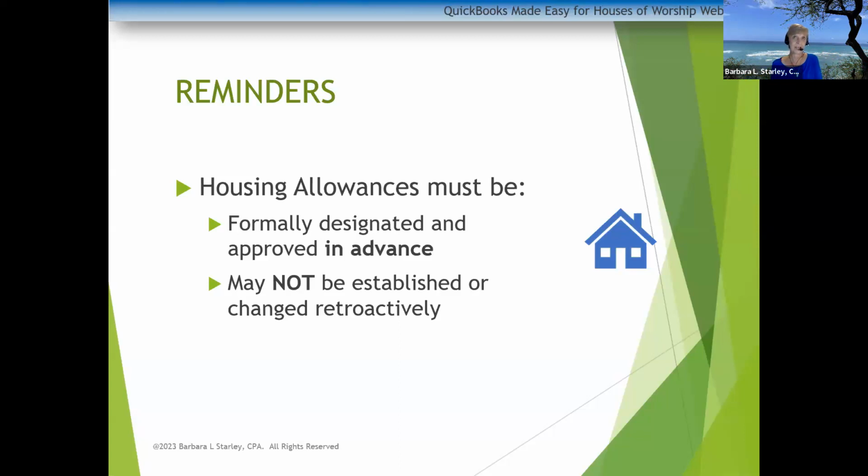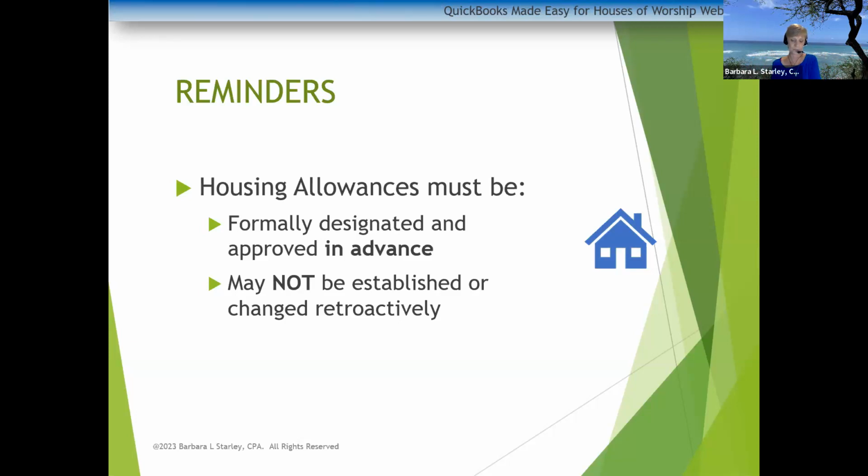Mostly because if you think about it, logically, it makes sense, because if the piece of the pie, the housing allowance, gets bigger and the salary gets smaller, then you would actually have to amend your tax returns, your 941s. So you don't want that happening, right?